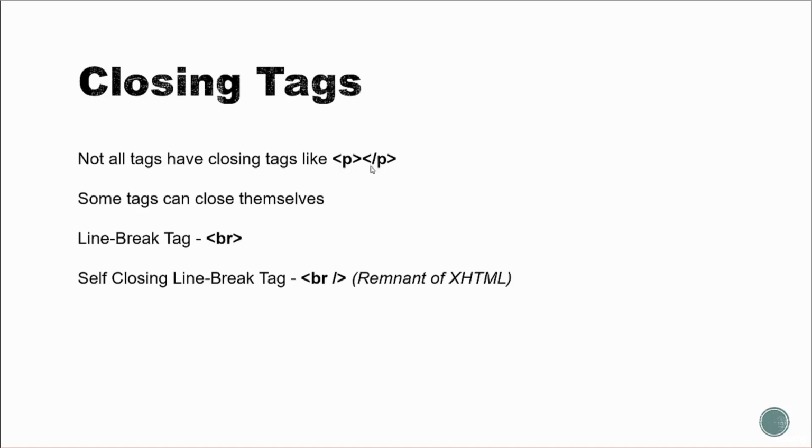We don't have the closing tag with the slash. Now you can use self-closing tags, such as this line break. You can see we have a slash here. This is needed for XHTML. So if you're writing XHTML and you use the XHTML doc type, then you want to make sure that you have your slashes and your self-closing tags.